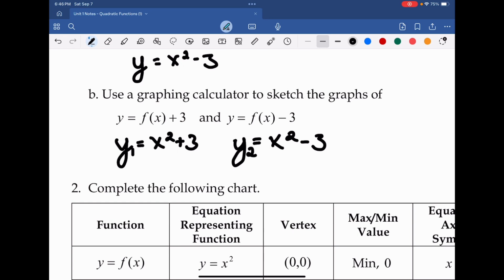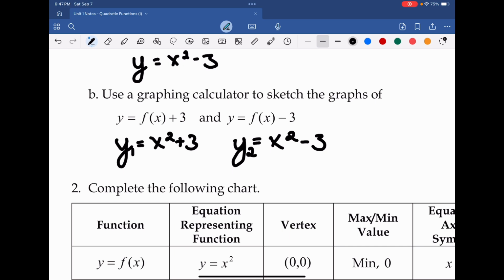Now, for those of you that have the color calculators, this might look nicer. For those of you that have the black and white, no problem. You're still going to see the same sketch. It just won't be distinguished by color. Now, obviously, if you need help with this, come see me. We will go through this and make sure you're all good. I could show this on a graphing calculator here, but if you have the Casio, that's not going to help you much. So in class, we'll go through this very specifically.